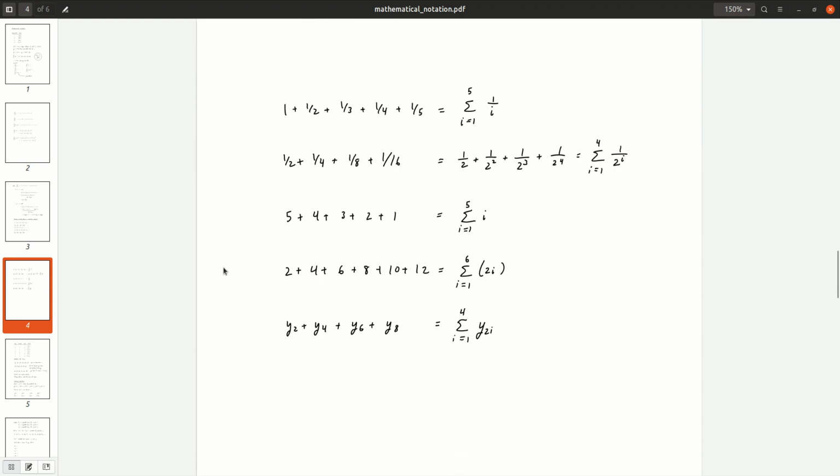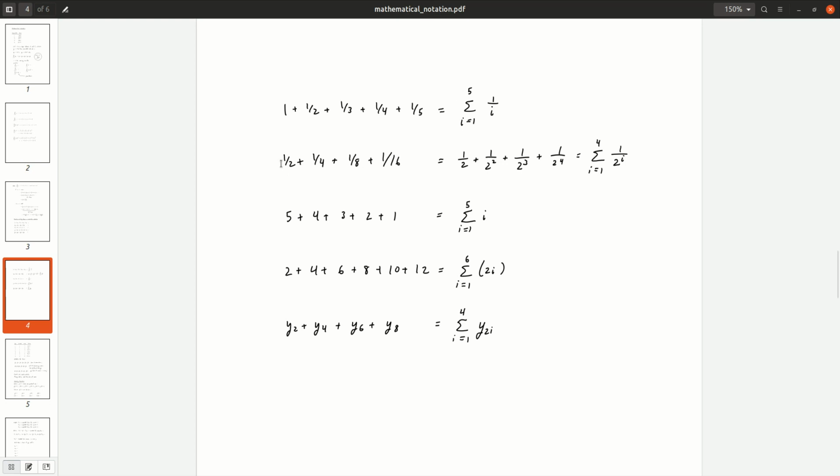All right, here are the solutions. I've just rewritten them on the left side here. The first one was 1 plus a half plus a third plus a fourth plus a fifth. If you notice the pattern here, each term is 1 divided by each successive integer, 1, 2, 3, 4, and 5. So the summation notation on the right side is the sum from i equals 1 to 5 of 1 over i. This has a special name. This is called the harmonic series.